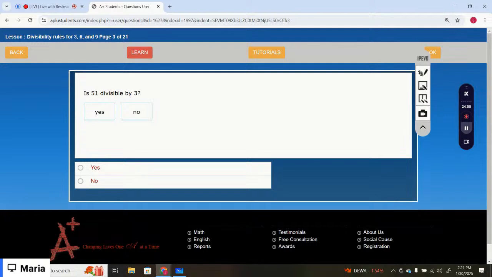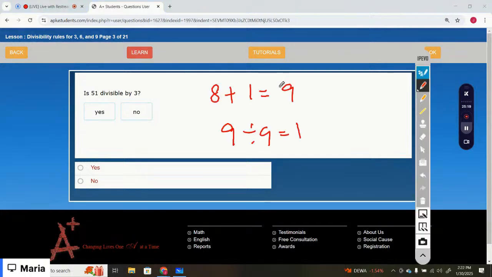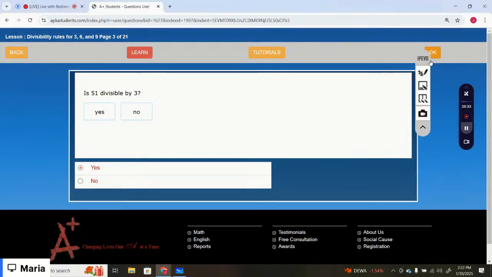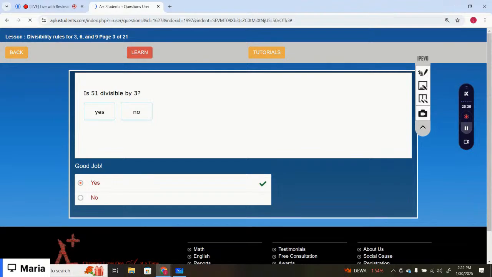Is 51 divisible by 3? The correct option is: you need to add the digits. 5 plus 1 is 6, and 6 is divisible by 3 because 3 times 2 is 6. So that means yes, it is divisible by 3. The correct option is yes, 51 is divisible by 3.